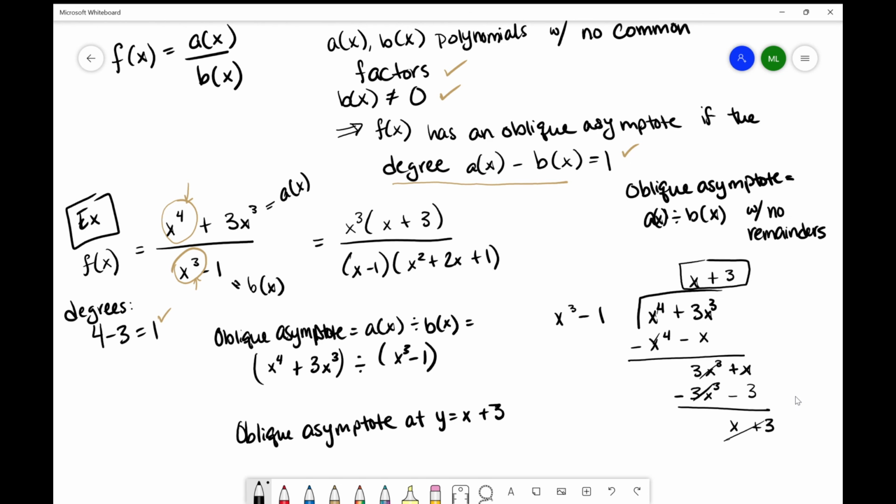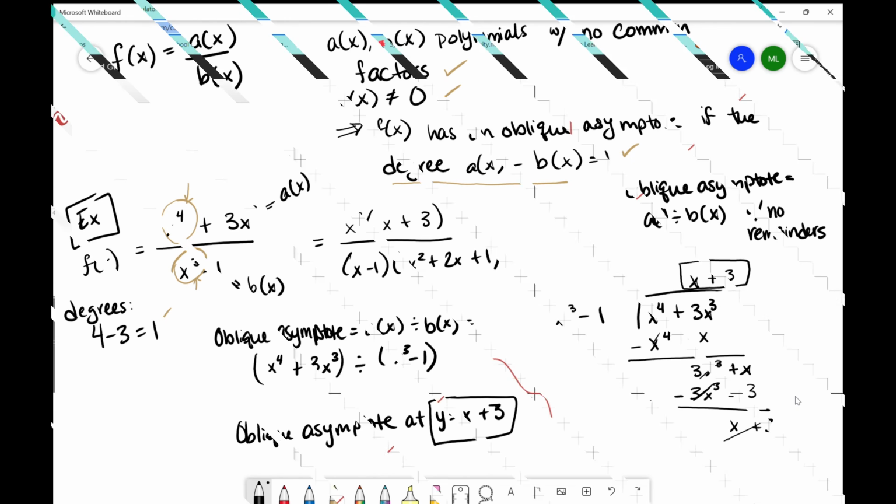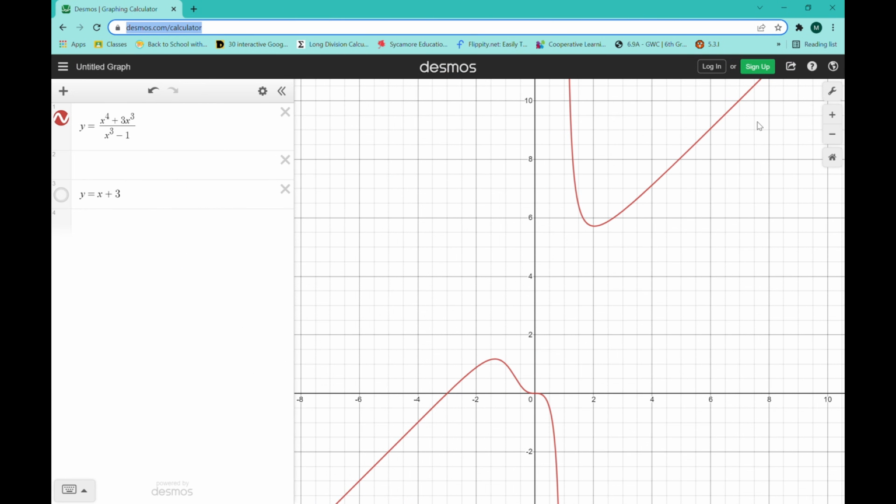Alright, and this would be our final answer if the question were, what's the oblique asymptote? But real quick, before you go, I actually have a graph of y equals x to the power 4 plus 3x cubed over x cubed minus 1. This is the problem that we were working on, and this is its graph. Now the oblique asymptote that we found is y equals x plus 3 right here. So I will go ahead and click that. And now if you look, here it is, the oblique asymptote.